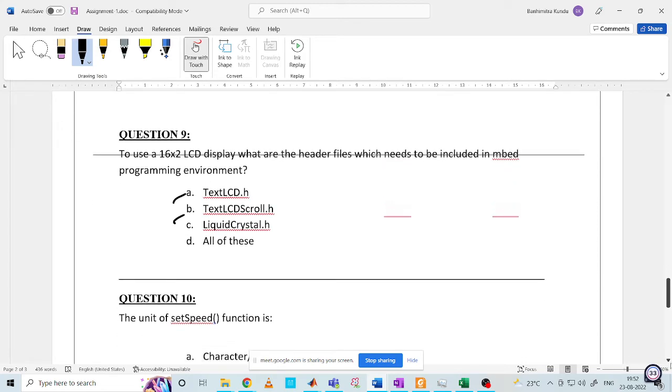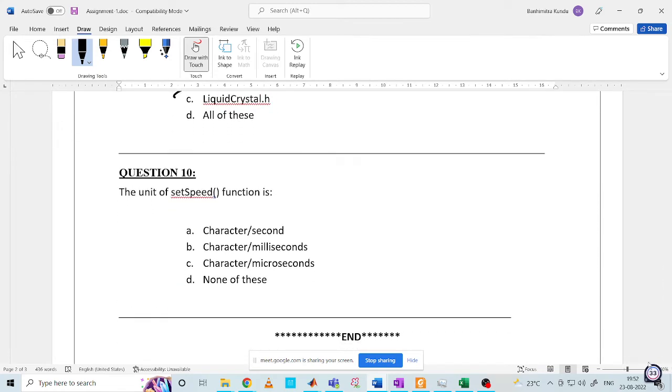Question 10. Now set speed is used for what? That's D. Okay. So set speed is used for what? Scrolling. LCD scrolling. Okay.